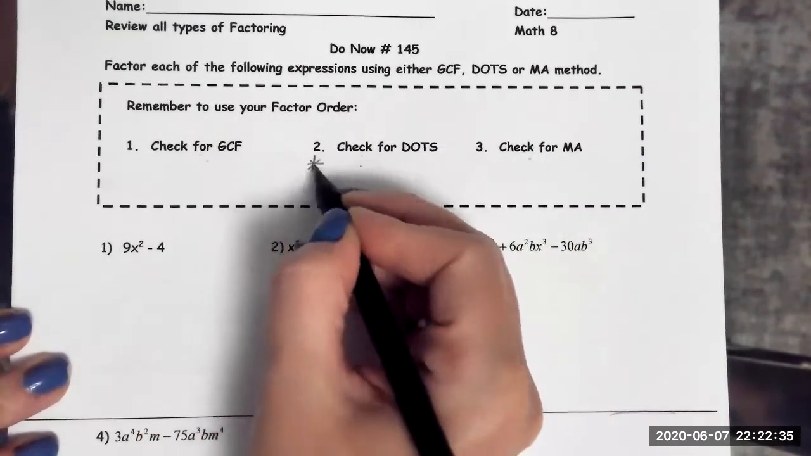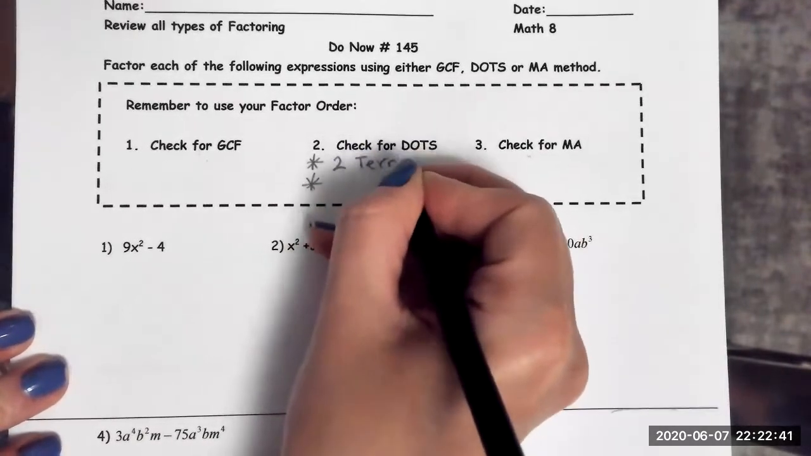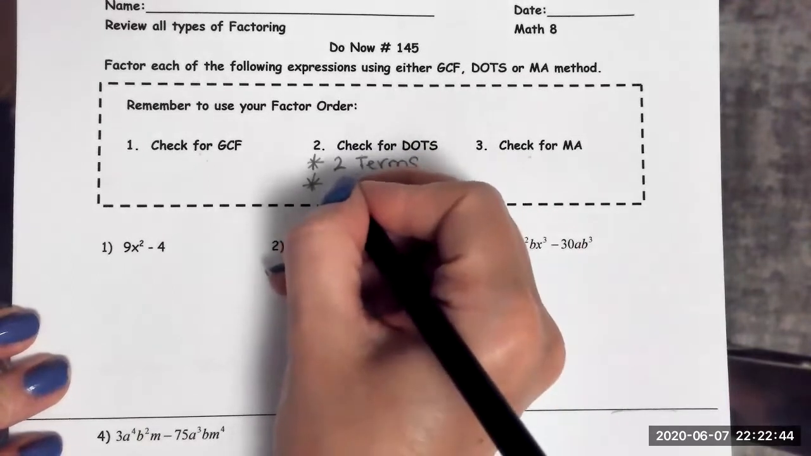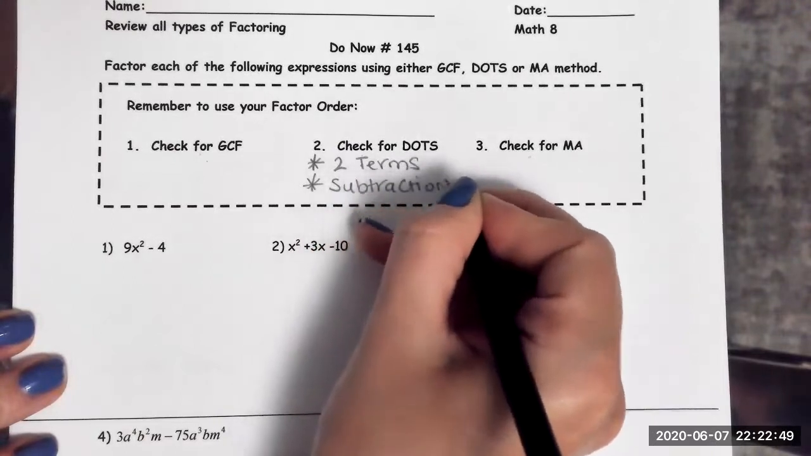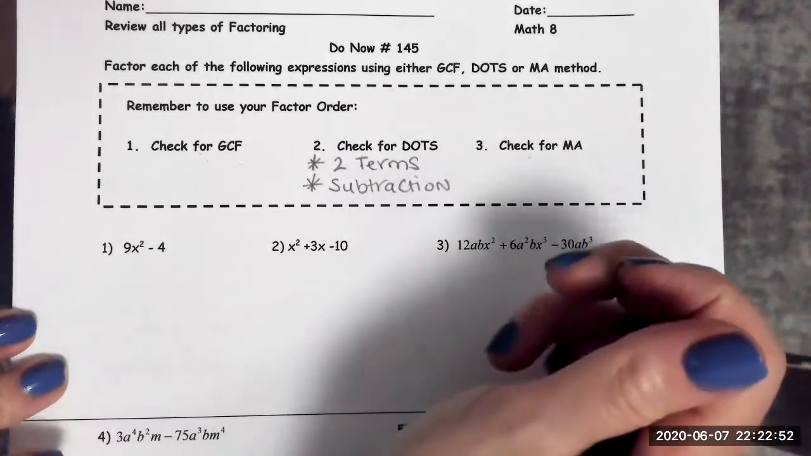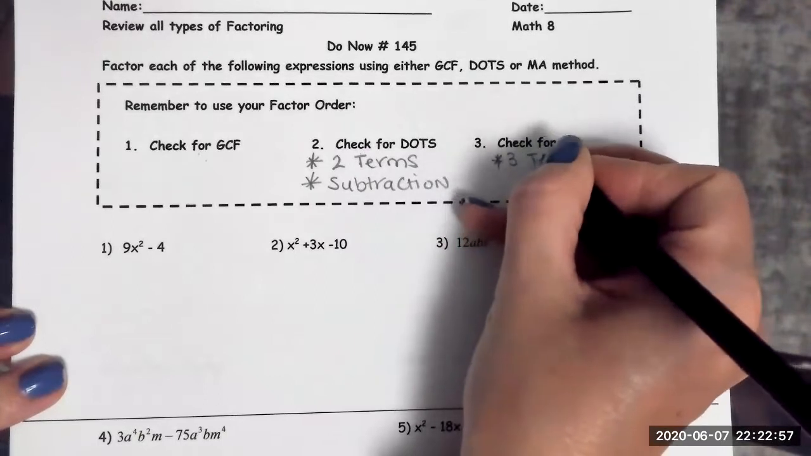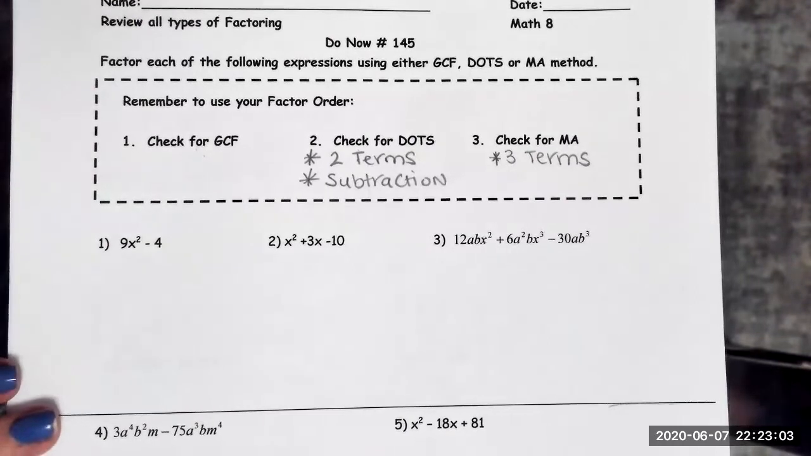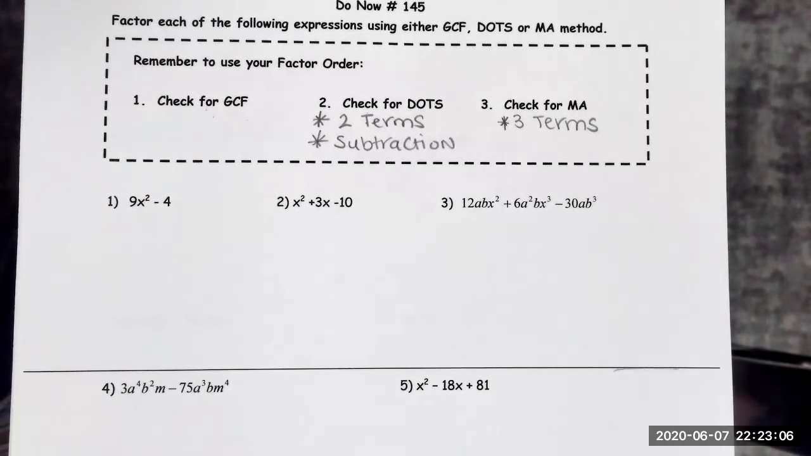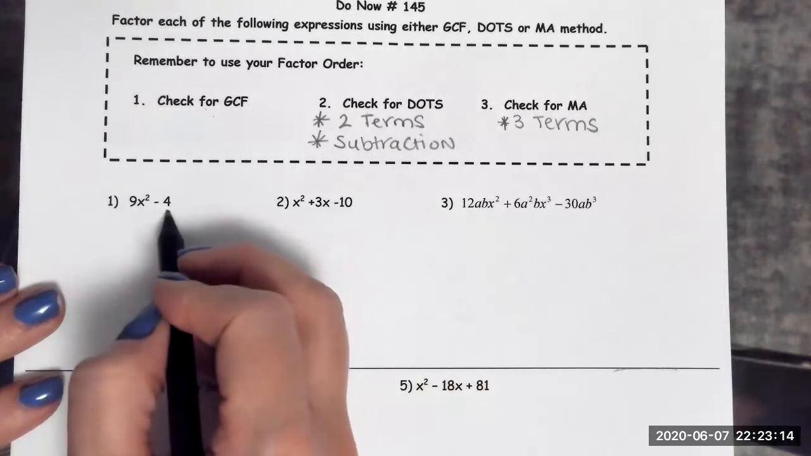But some clues for DOTS, if it's not GCF, is that you would have two terms and you have to have subtraction in the middle. And remember that those two terms, of course, have to be perfect squares, but a subtraction sign has to be in the middle, okay? And for the Ma method, I want you to remember that it's going to be three terms. That's your big clue, okay? And then you would say multiplies and adds. So let's go through choices 1, 2, and 3 without me telling you specifically what type of factoring you would use. And we'll try each of these for GCF, DOTS, or Ma method.